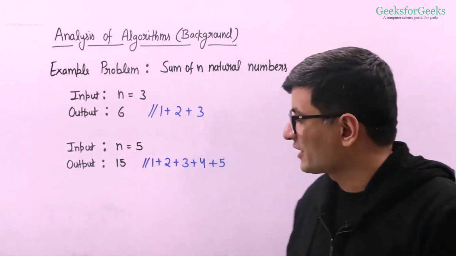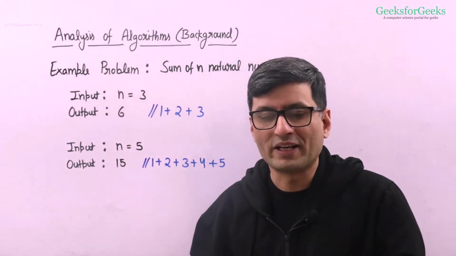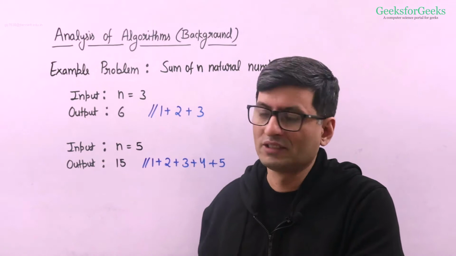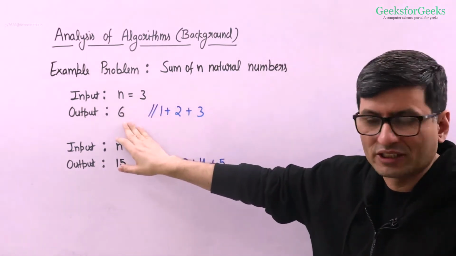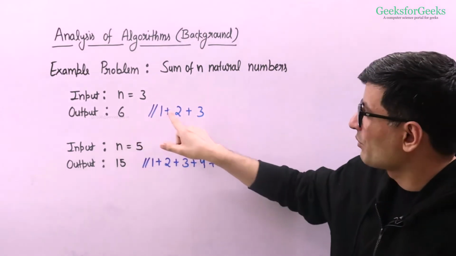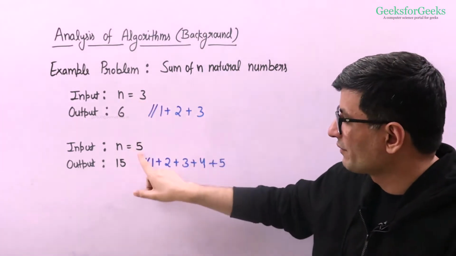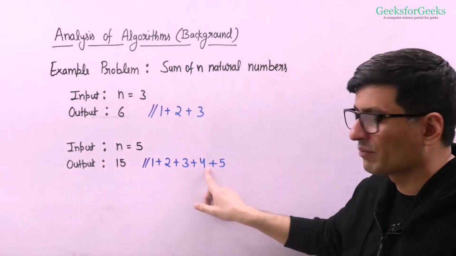So we are going to discuss this problem where we are given a number n and our task is to find the sum of first n natural numbers. For example, if n is 3, then our output is going to be 6. How do we get 6? 1 plus 2 plus 3. We need to find the sum of first n natural numbers. If n is 5, then our output is going to be 15: 1 plus 2 plus 3 plus 4 plus 5.